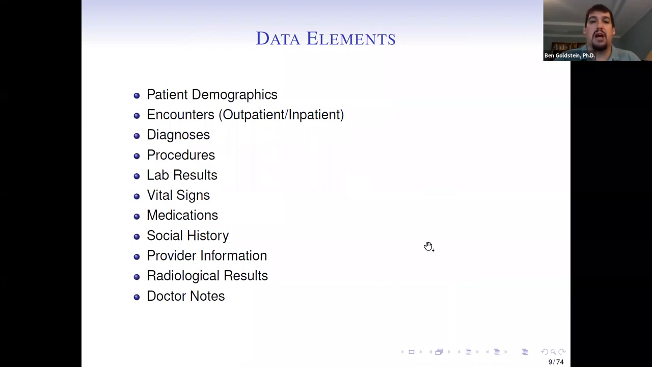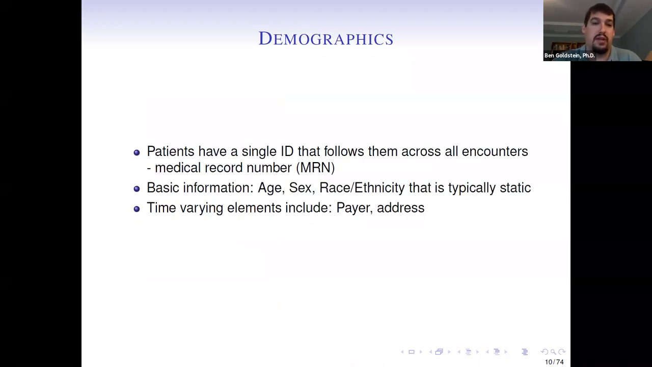So what I'm going to go through now is almost a tour of various types of data elements, just to give you a sense of what's actually within the EHR, and hopefully get you excited about working with some of these data. The most basic form of data that we have is demographic data. Each patient has a single ID that follows them across all encounters. This is referred to as a medical record number, or an MRN.